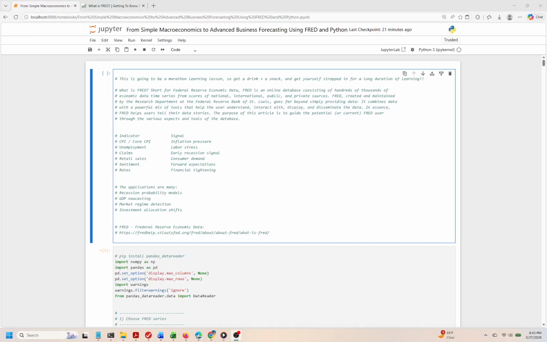to navigate uncertainty. The cell also outlines various applications for this data, which include recession probability models, GDP nowcasting, market regime detection, and shifts in investment allocations. These applications underscore the practicality of FRED in both academic research and real-world financial decision-making. As we look ahead, the following cell will likely expand on how to effectively utilize FRED's tools and understand the specific datasets within the platform, ensuring that we can truly harness the power of this resource for comprehensive economic analysis.